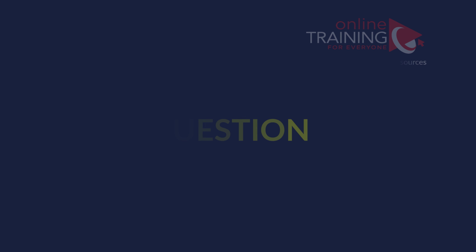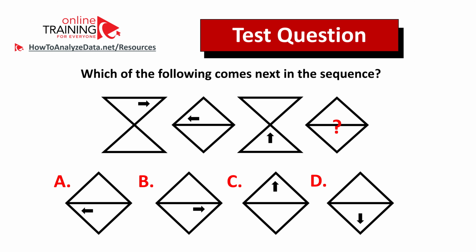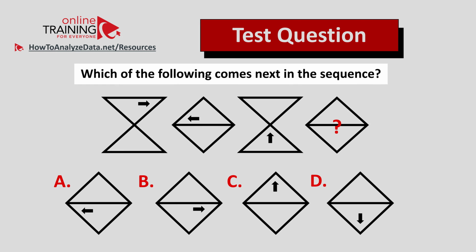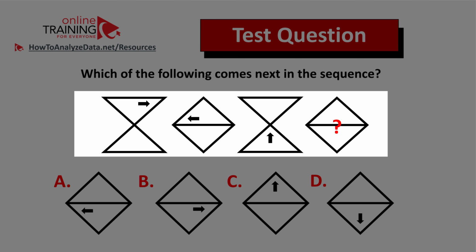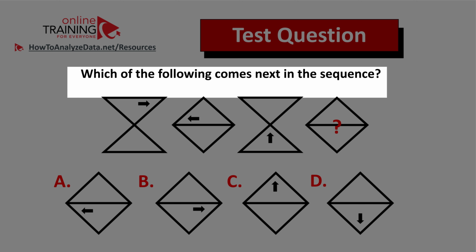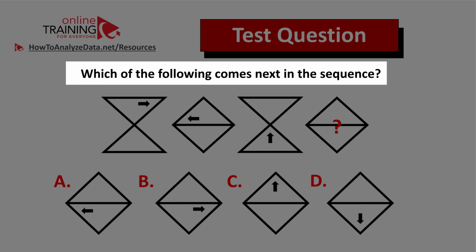Here is a very tricky question, which is very unusual from the others. But once you know the pattern, it is very easy to solve it. Here is the question. Which of the following comes next in the sequence? You're presented with the sequence of 4 items, and you need to determine the arrow's location for the item number 4. You have 4 different choices: A, B, C, and D.